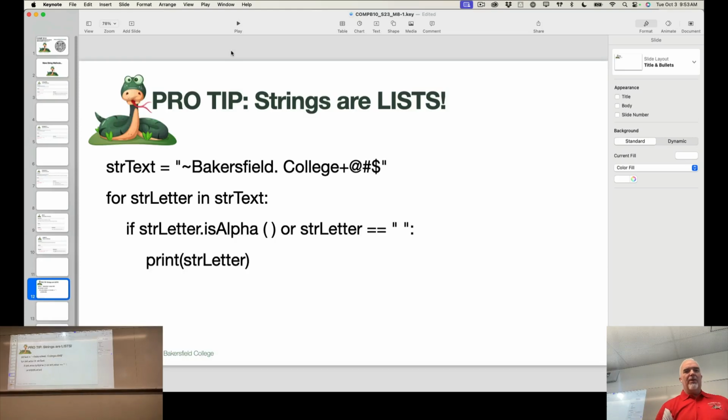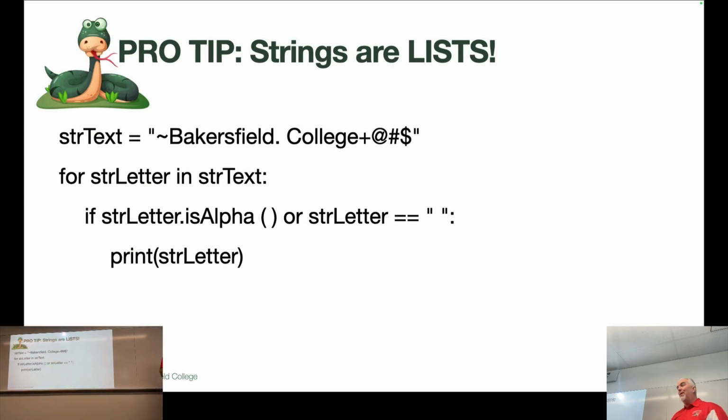So here is my pro tip for you, and you may have picked up on this already, but strings are lists for many, many purposes. They're not exactly the same. You can't run all of the list functions or the list methods against strings. But in many ways, Python sees a string as a list of individual characters.